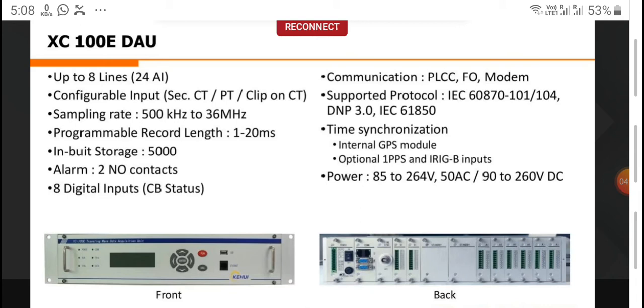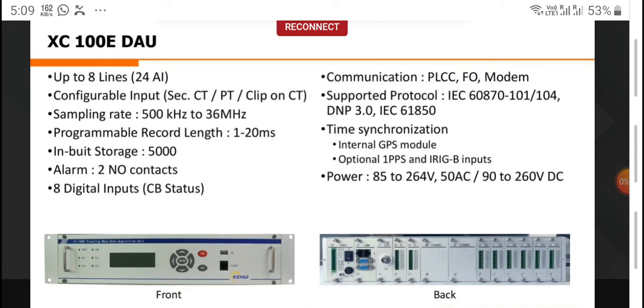The system supports 8 lines. When I say one line input, we have 3 phases, right? So one line has 3 phases, and it has the total capability of taking 8 line inputs. That means a total of 24 analog inputs can be inserted. They are totally configurable. That is, input can be taken from CT, as we saw earlier. We have 2 input types, basically primary CT input and secondary CT, where we use our clip-on kind of CT or take it directly from your CTs. That configuration is there. We have a very high sampling rate of 36 megahertz.